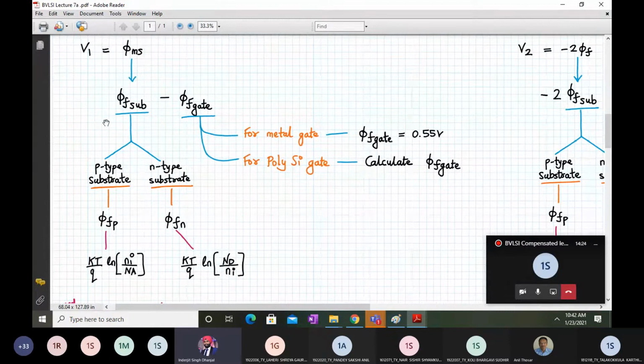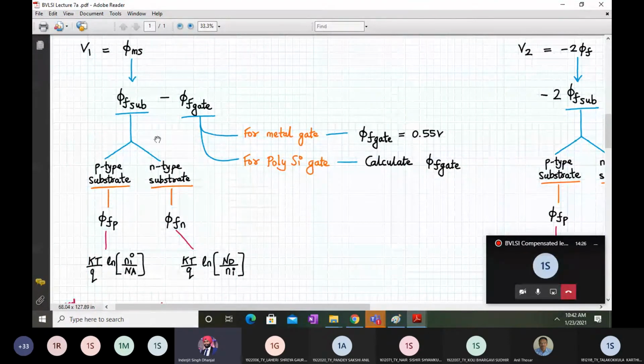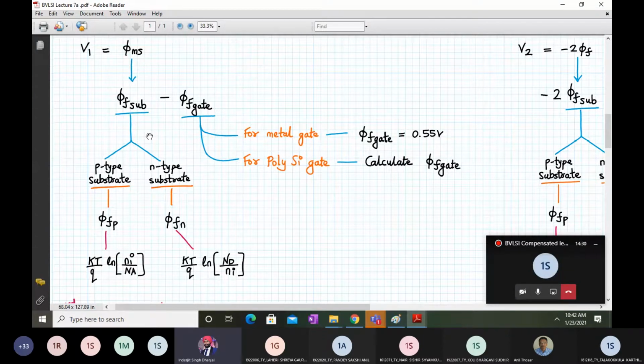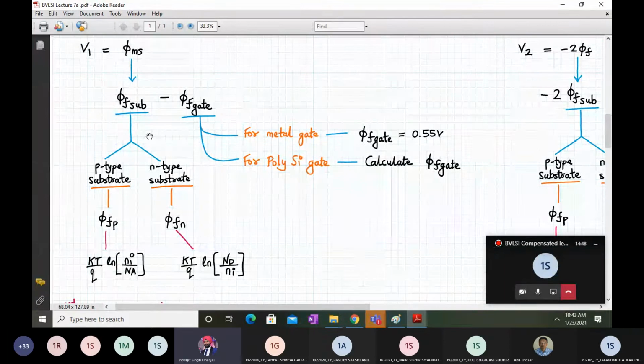Phi ms is given by, please note this down in your books, phi f substrate minus phi f gate, where for metal phi f gate is 0.55 volt, and if it is a polysilicon gate, you have to calculate phi f gate. Fine. And for p silicon substrate it's phi f p, and for n-type substrate it is phi f n, where the formulas are written.